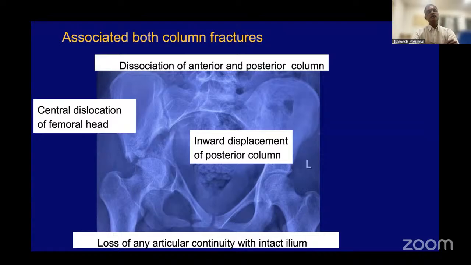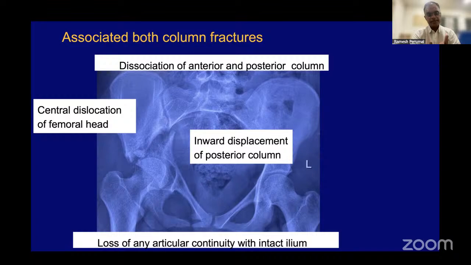Now when you come to the last part of the classification, associated both column fractures. This is one of the severe forms of acetabular fractures. Both the columns are independently rotating on each other, so there's a dissociation of both the columns. The other findings as per Letournel's description are an inward displacement of the posterior column, which is one of the constant fragments, and also a central medialization of the femoral head, and there is a loss of articular continuity with an intact ilium. So these are the findings you can see.